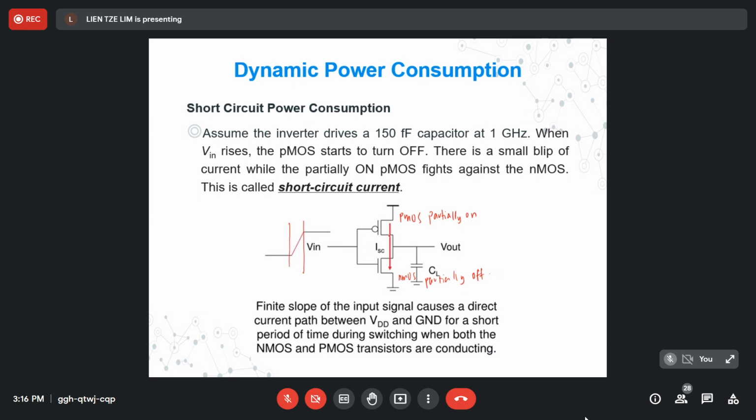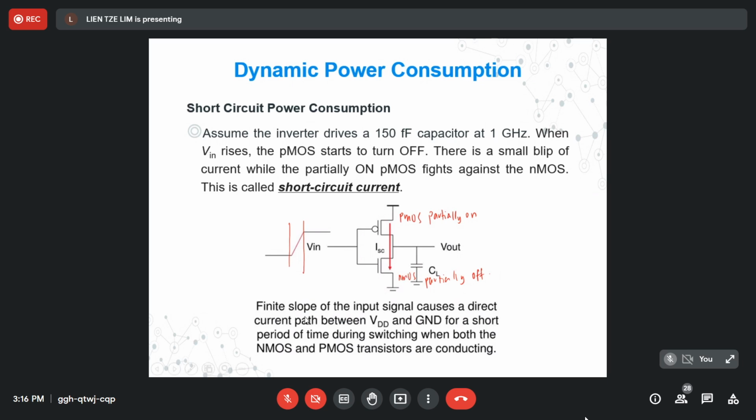Conduction means that there is a current flow, but the amount is very small. In this condition where the PMOS is partially on, NMOS is partially off. When I say NMOS is partially off, it also means that it is partially on. So when both transistors are partially on, there will be a current flow from the supply voltage to the ground. In this case, we call it a short circuit condition, and there is a short circuit current.